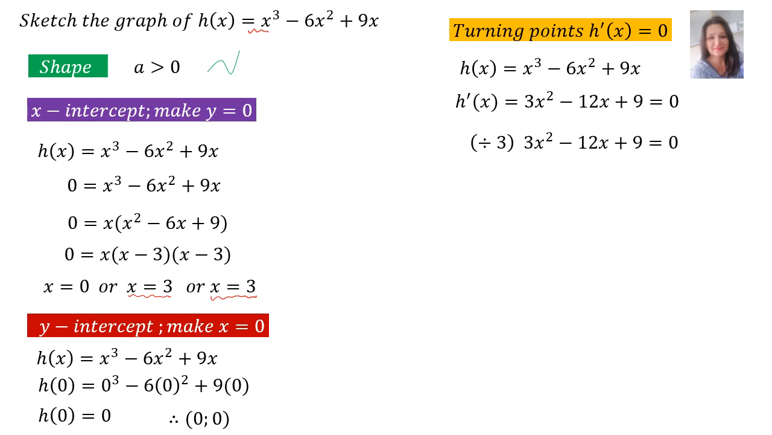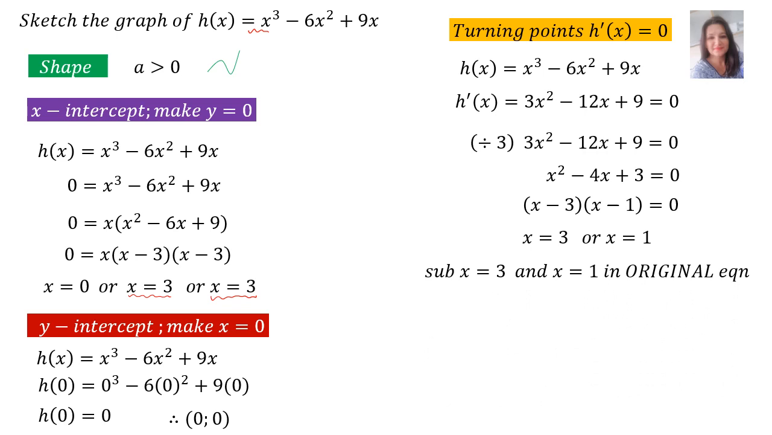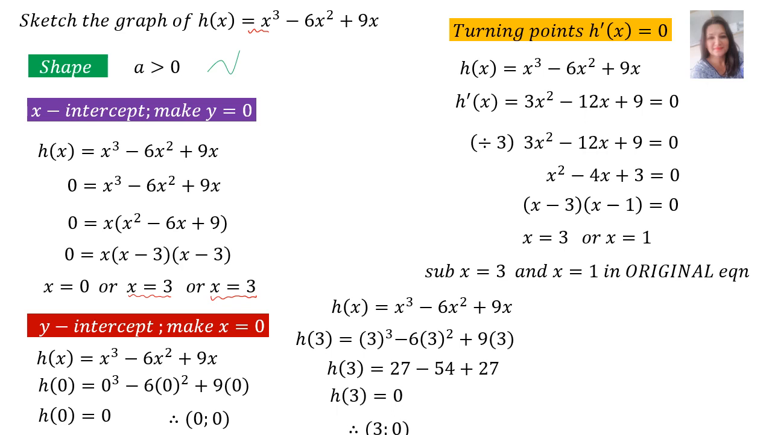Now I divided by 3 right through, and I ended with x squared minus 4x plus 3 equals 0. You can factorize, and you end with x minus 3, x minus 1. Therefore, x is equal to 3 or x is equal to 1. Then for the corresponding y value, remember every x has an original y value. So we will substitute x is 3 and x is 1 into the original equation. There's your original equation. In x's place, we substitute 3 and we end with the point 3 and 0.